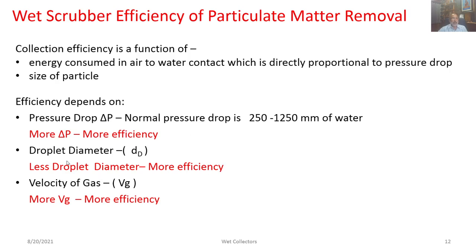Also, consider the droplet diameter which is interacting with the particulate moving through the gas stream. If that droplet diameter is small, it will provide higher surface area for interaction with the particulate, hence naturally there will be more efficiency. The velocity of the gas is also important: the higher it is, the more the collisions, and hence there will be more efficiency.